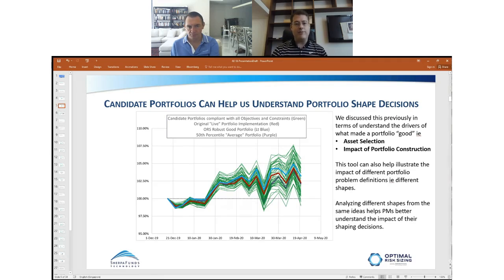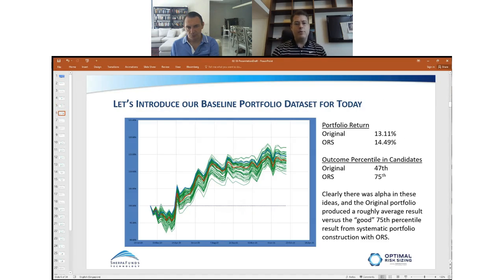And so by analyzing these different shapes, it gives us a clear idea about really how we want to put the portfolio together, how we want to shape it, which decisions we want to take. So today we're going to use a portfolio data set. Again, this is anonymized, live, sort of real Sherpa client data. We're going to be talking about a long only 45-ish asset benchmarked long equity portfolio.